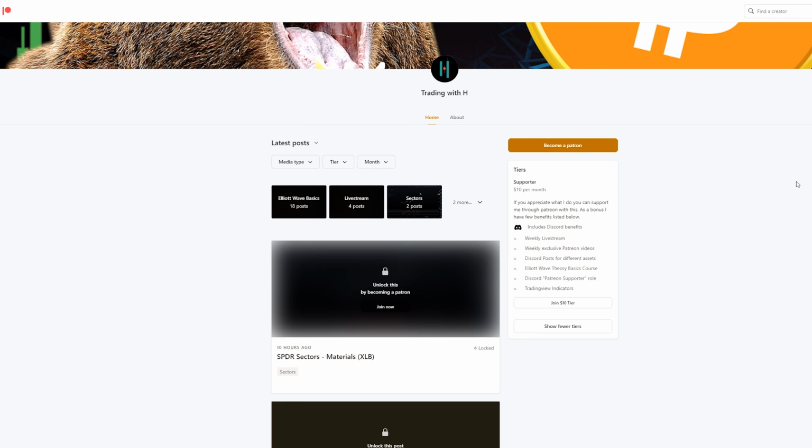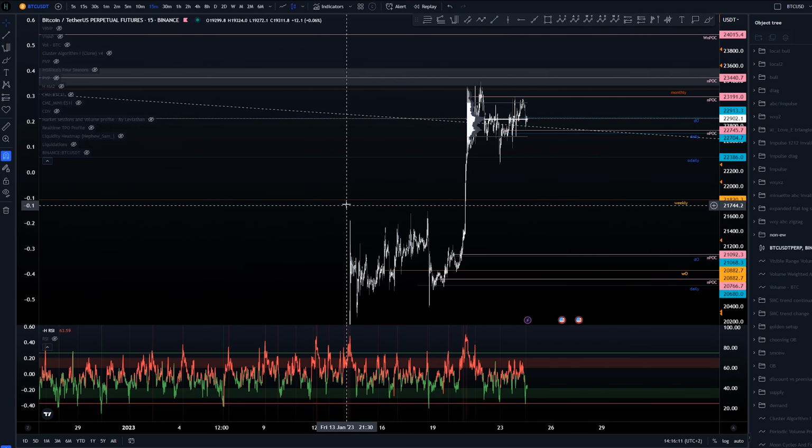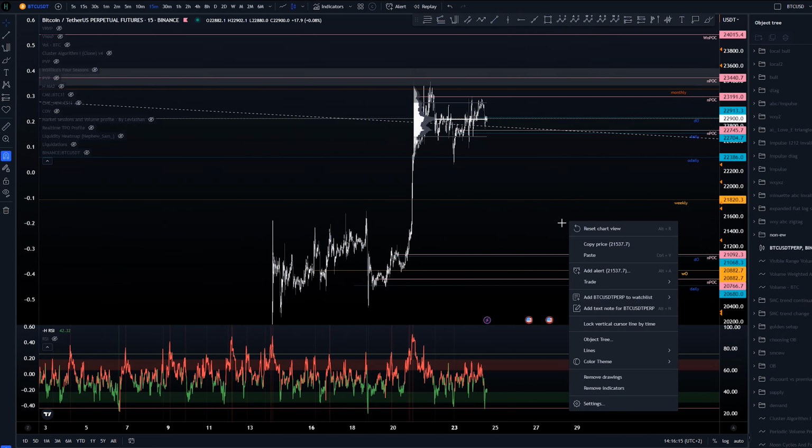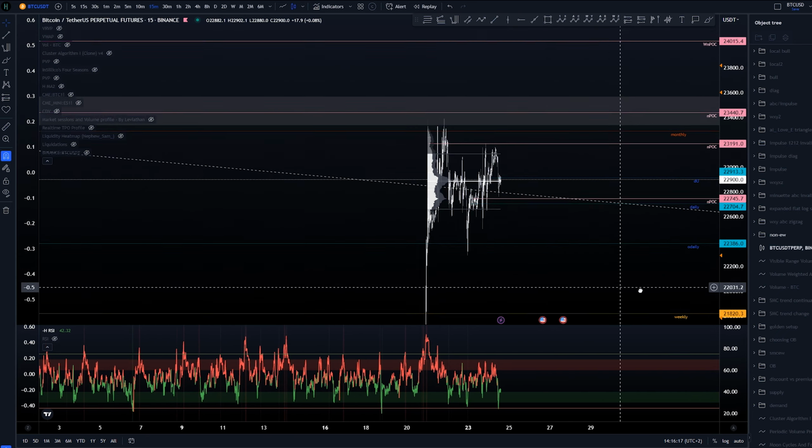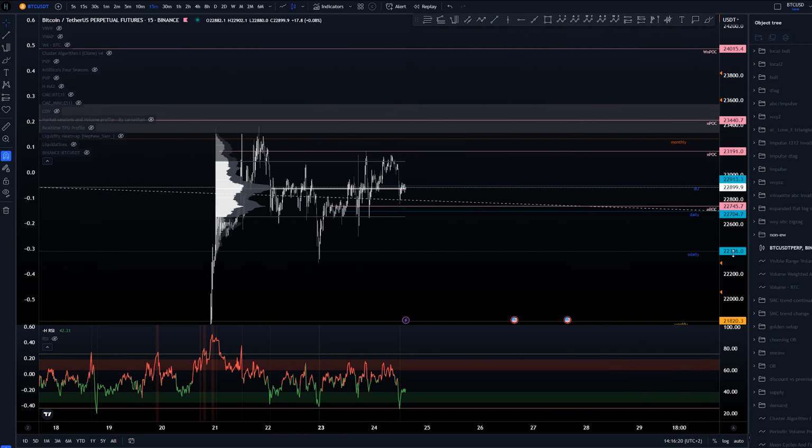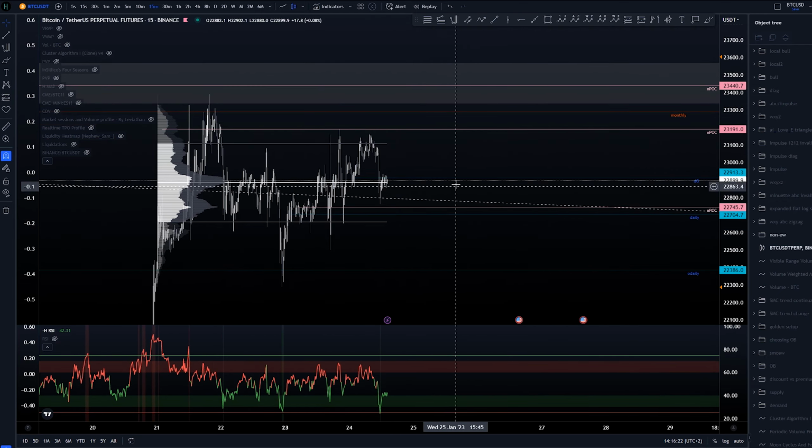Let's get into the charts next. Starting here on the 15-minute time frame, let's first look at the basic levels that we have before getting into the Elliott Wave stuff. Overall, we have a couple of interesting areas.